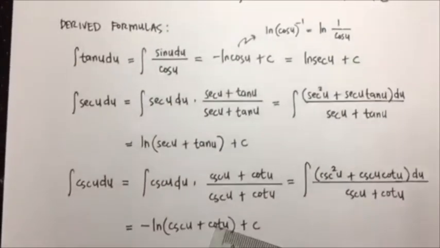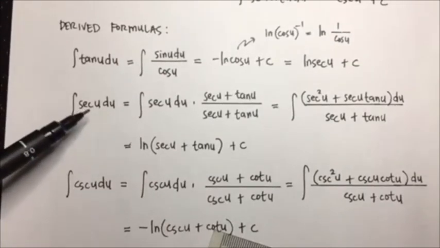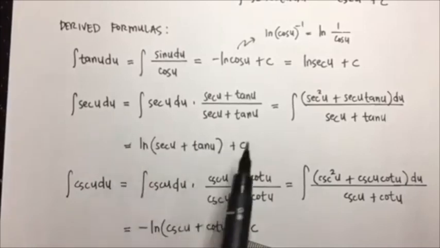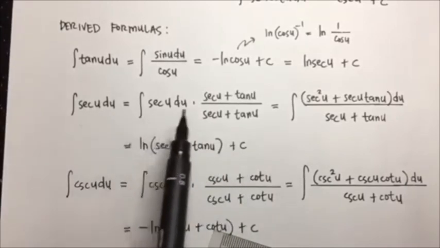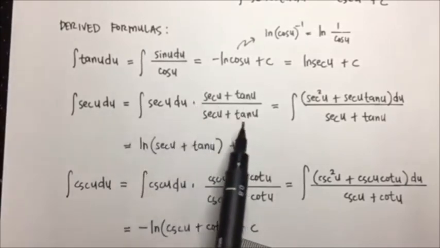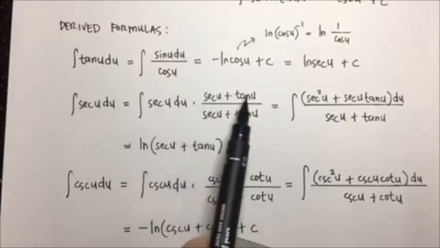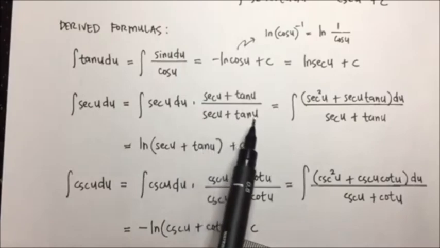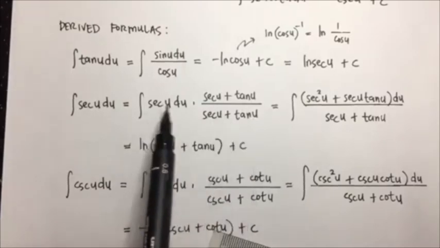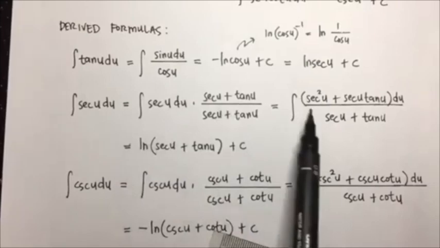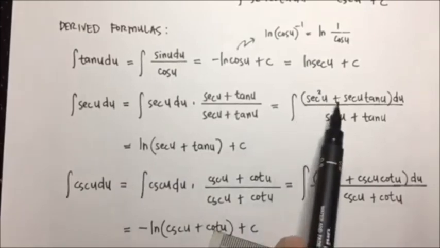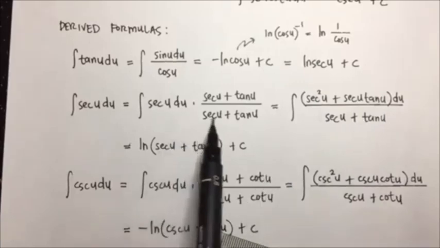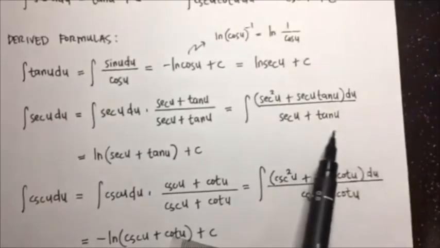Another thing, we have the integral of secant of u du. Its formula is derived by multiplying the numerator and the denominator by secant of u plus tangent of u over secant of u plus tangent of u. Distributing this in the numerator, it becomes the integral of secant squared u plus secant of u tangent of u du all over the denominator secant of u plus tangent of u.